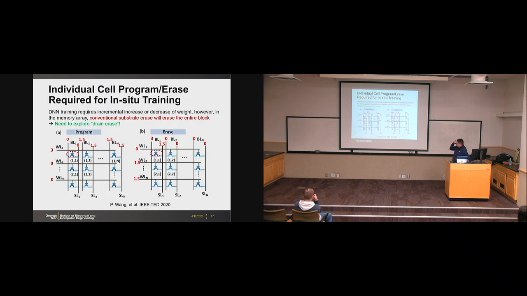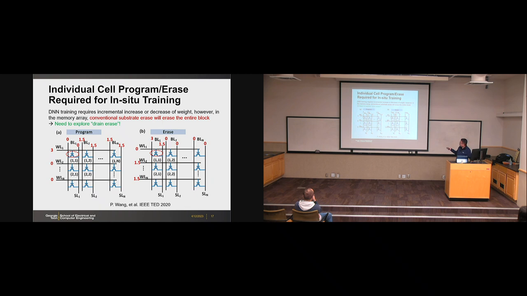Another challenge for neural network training is that we have to individually increase or decrease the conductance of the devices. But in one array configuration, because all the transistors share the substrate, if you apply a negative voltage to the substrate to erase, then in general all the transistors in one array will be erased together. That's the mechanism today for flash memory. When you do NAND flash erase, we have to erase the entire block. So here we have to enable individual cell erase.